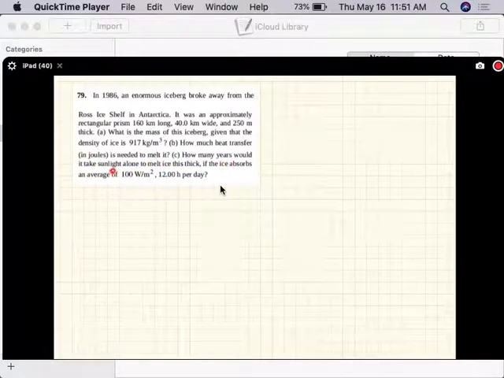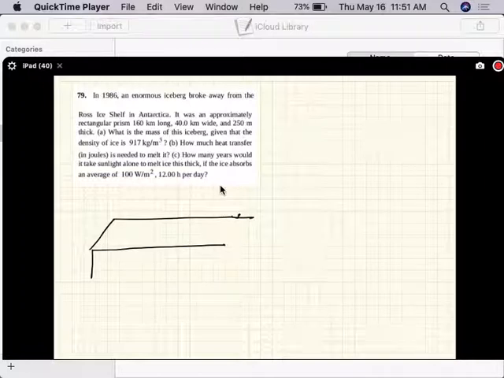How many years would it take sunlight alone to melt ice this thick if the ice absorbs an average of 10 watt per meter square, 12 hours per day? Okay, so let's draw this shelf. And of course, this drawing is not to scale.